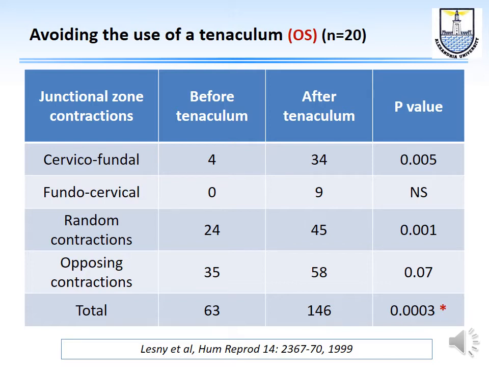And what he found is that there are some cervico-fundal contractions from below upwards, and there are fundo-cervical contractions from above downwards. And there were some random contractions and opposing contractions. And let us stop here. So there were contractions. Yes, if you hold the tenaculum, you have more contractions. But let's ask ourselves a question. Who said that the contractions from below upwards, like the cervico-fundal contractions, are detrimental? Maybe they could help the embryo.